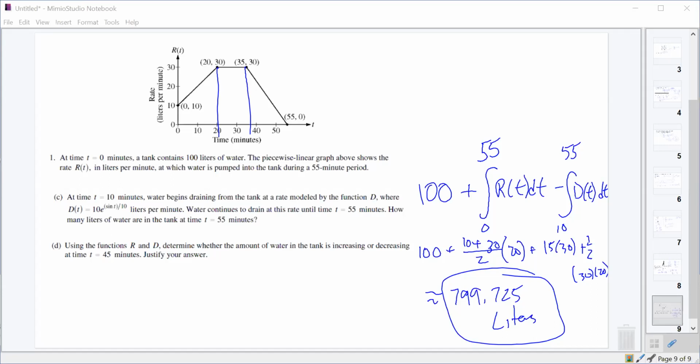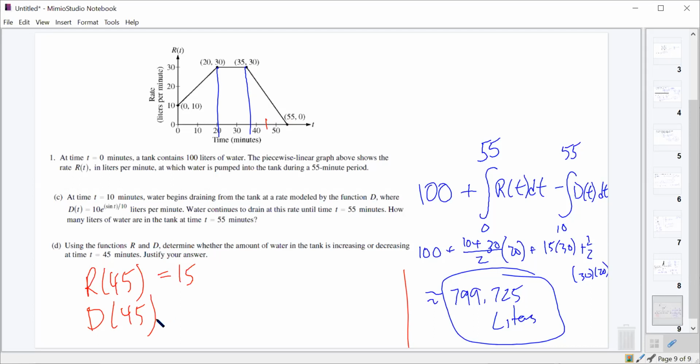Yep. All right. And then for part D, use R and D to determine whether the amount of water in the tank is increasing or decreasing. Well, it just depends on what R of 45 is, because that's the rate at which it's pumping in, and D of 45. R of 45, if this is linear, well, let's see. This thing went from 30 to 0 across 20 units. So after 10 units, it should have dropped to 15. So R of 45 ought to be 15.